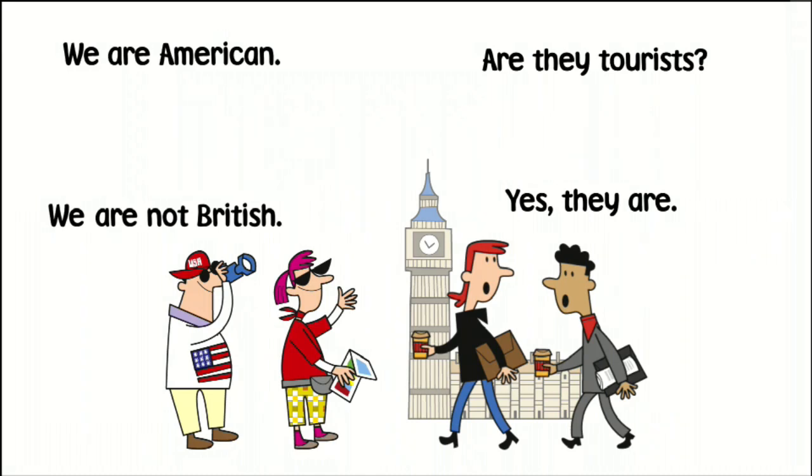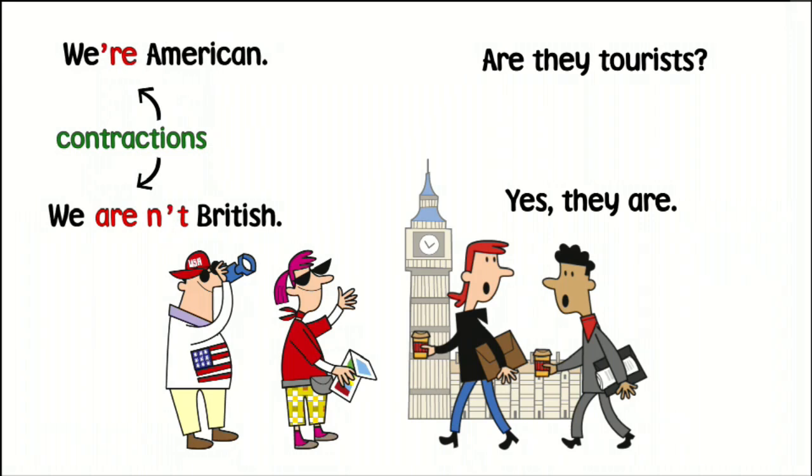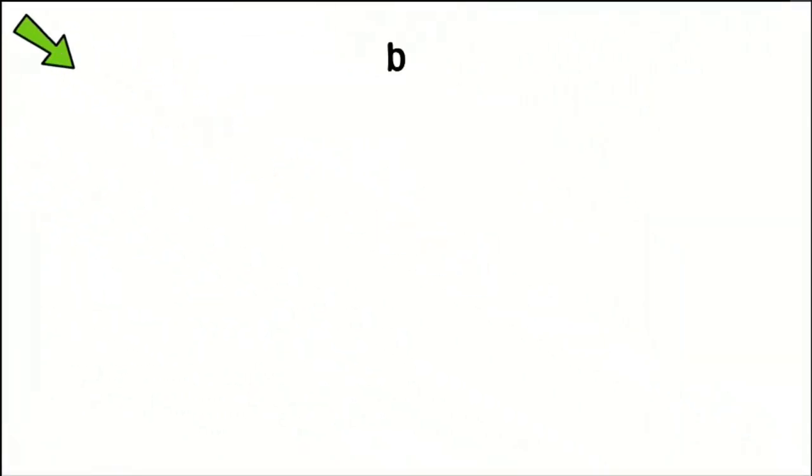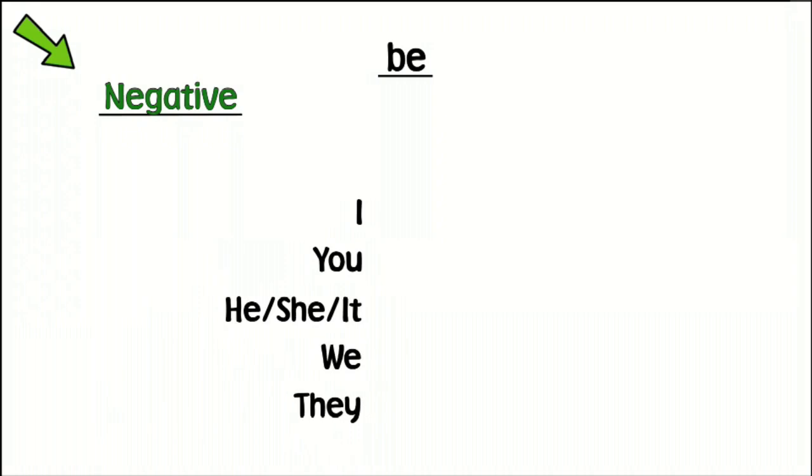We usually use full forms in formal writing and contractions in conversation. We're American. We aren't British. To make the negative forms of be, we add not.